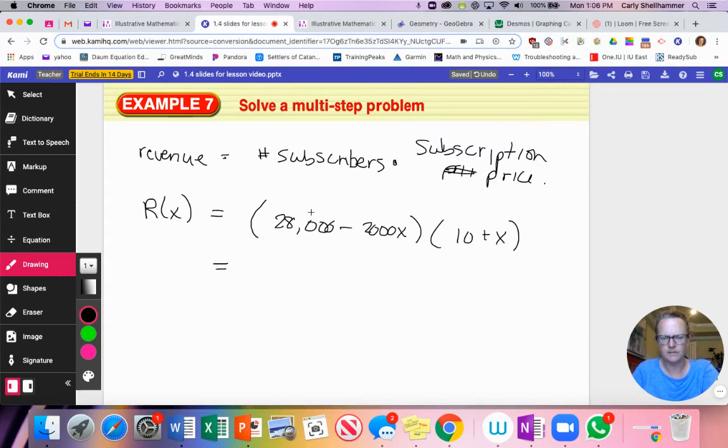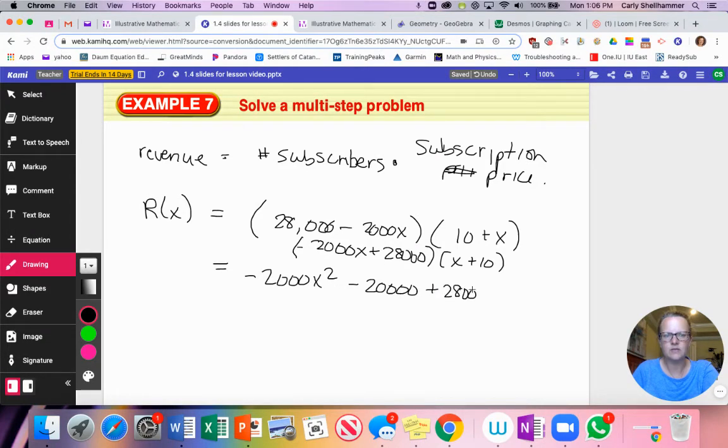I'm going to FOIL. First, it makes better sense, we're just used to seeing things with the X first. Makes my head a little happier. Now I'm going to FOIL. So first times first is negative 2,000 X squared. Outer is negative 20,000. Inner is positive 28,000 X. And last is plus 280,000. Let's see if I did that right.